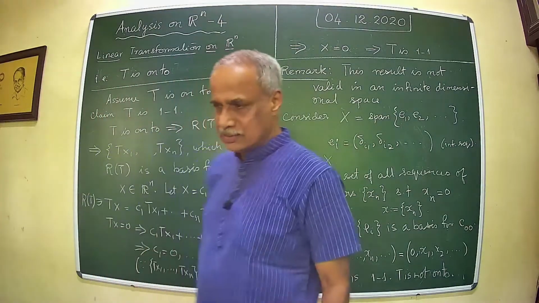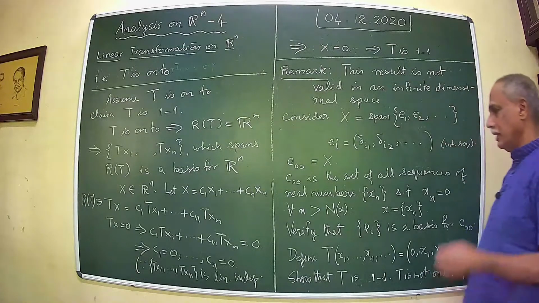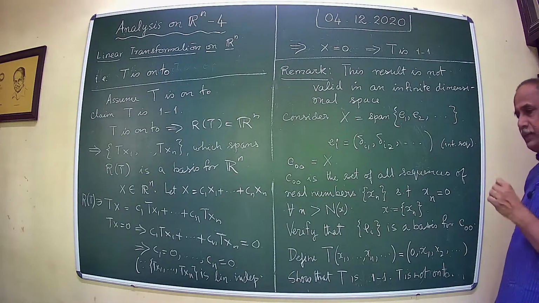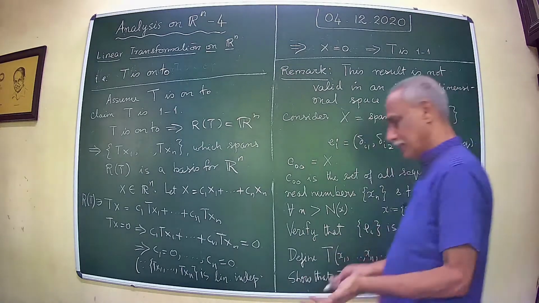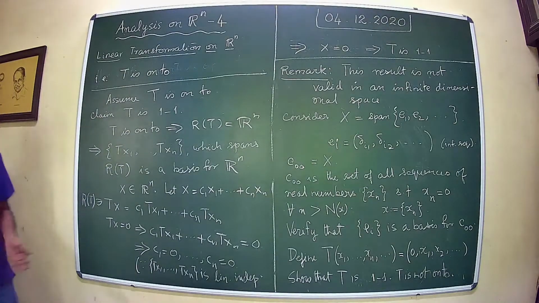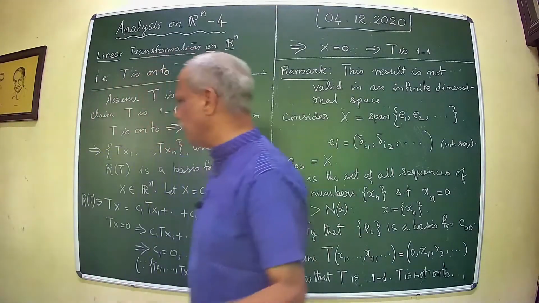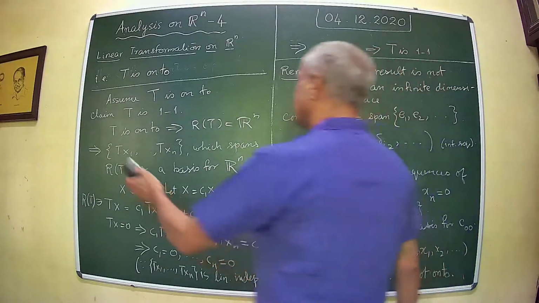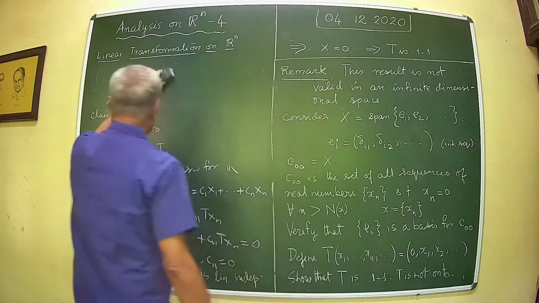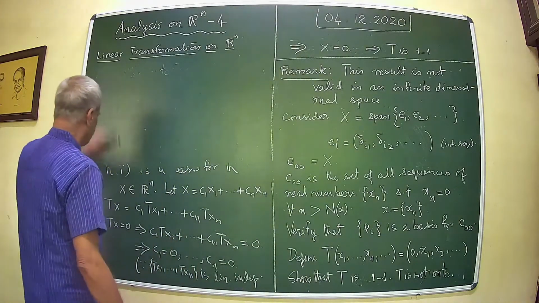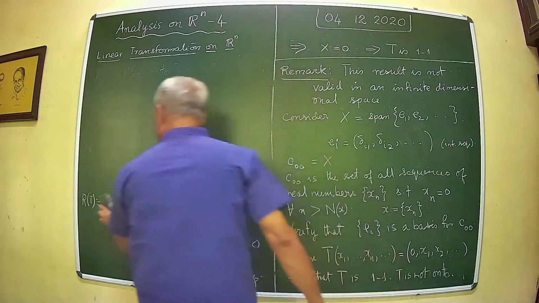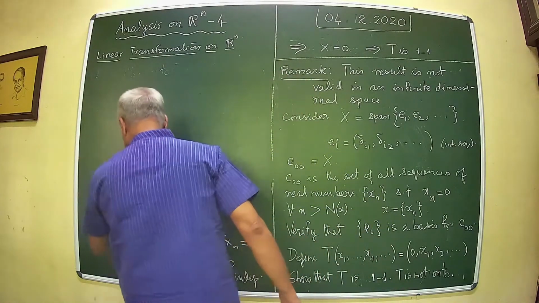You choose an x, choose a y, compute Tx, compute Ty, and show that if Tx equals Ty, then x equals y. I leave that completely to you to explore and convince yourself. Therefore, you see that the theorem that I have proved here is not valid when you work in infinite dimensional spaces.